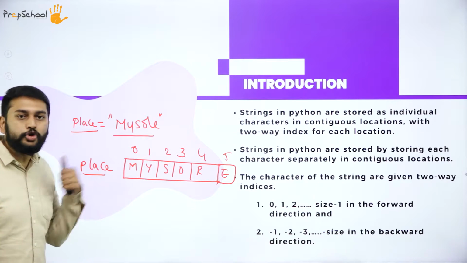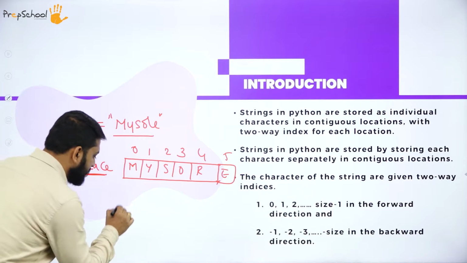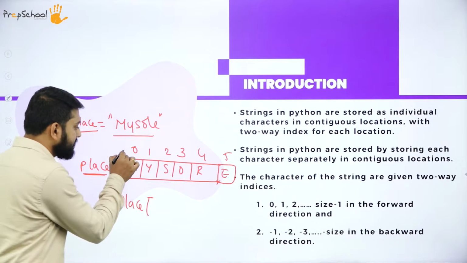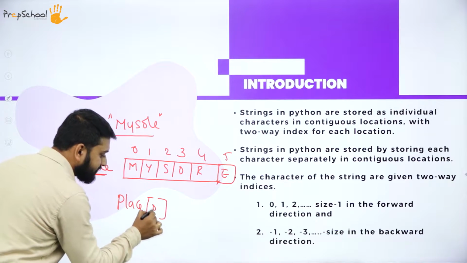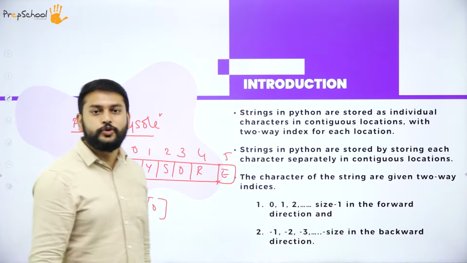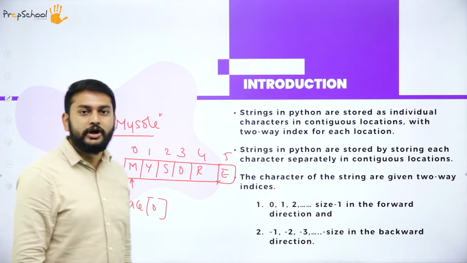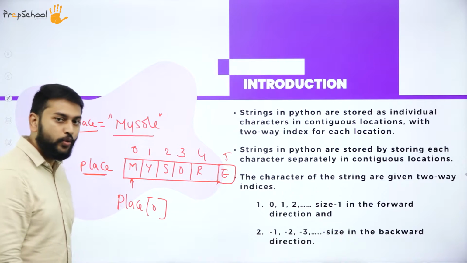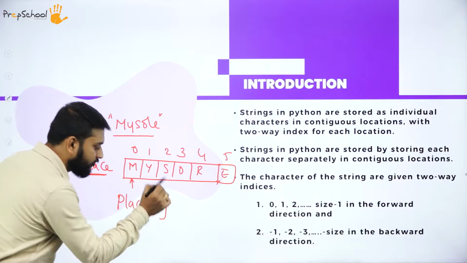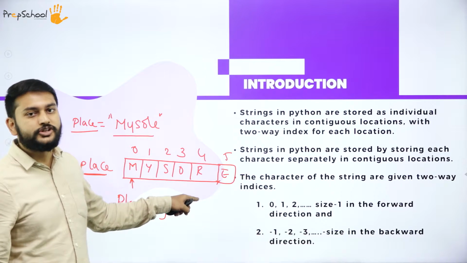So for example, if I want to access M, then how do I access? I will be writing the name first. So what is the name? Place of, what is that? 0. If I write 0, whatever I have in the place of 0 will be printed. I'm just trying to access this particular M. So can you tell me how do I access O? What do I have to write now? Place of, for O, what is the index? 3. I just have to write 3. Place of 3 means I will be able to access this O. That's what you have to understand.